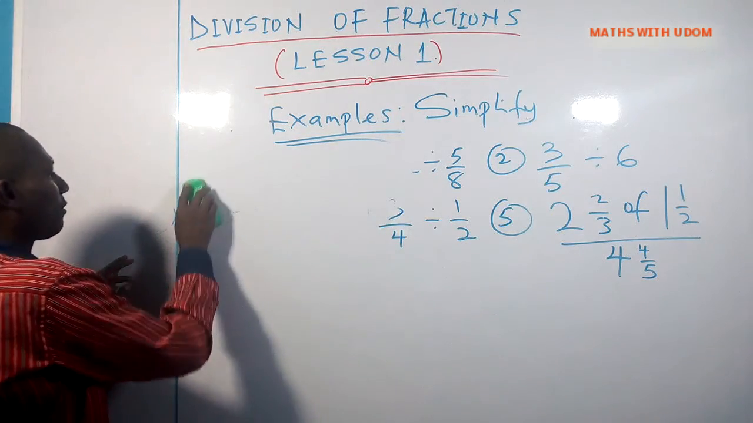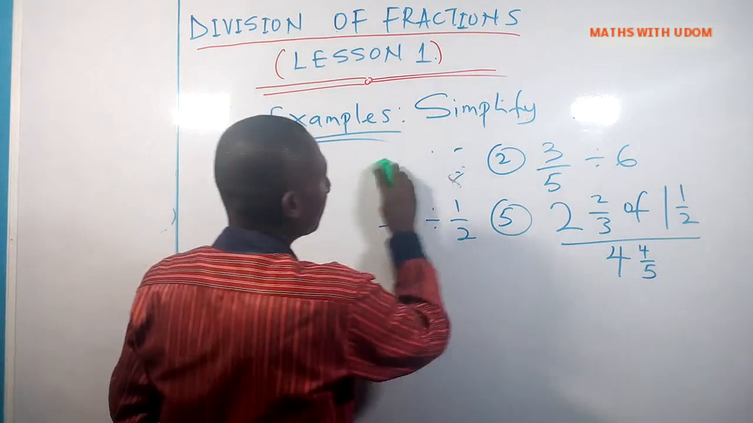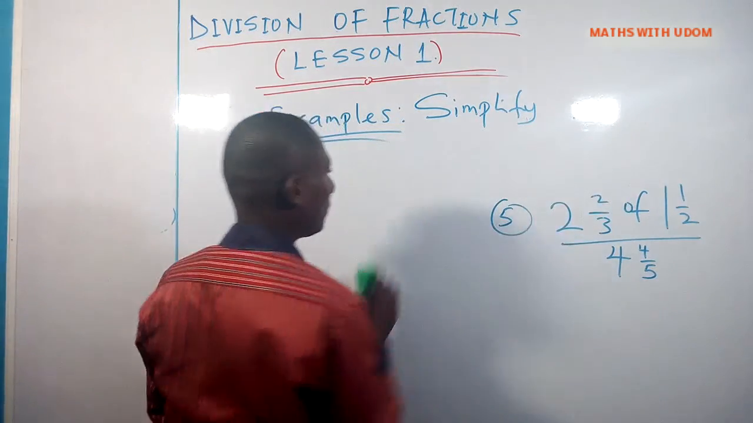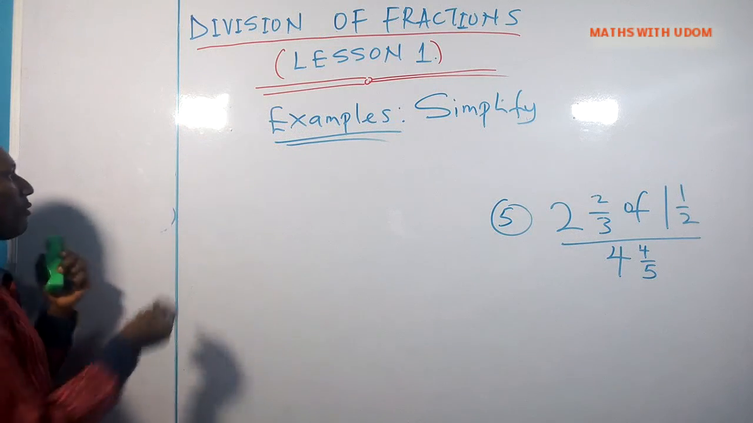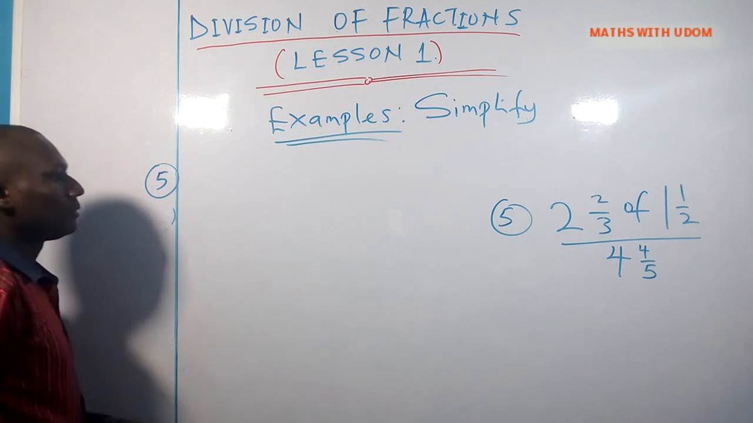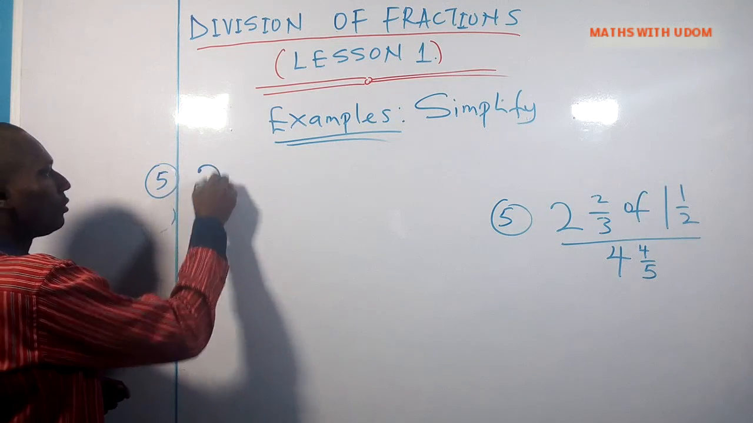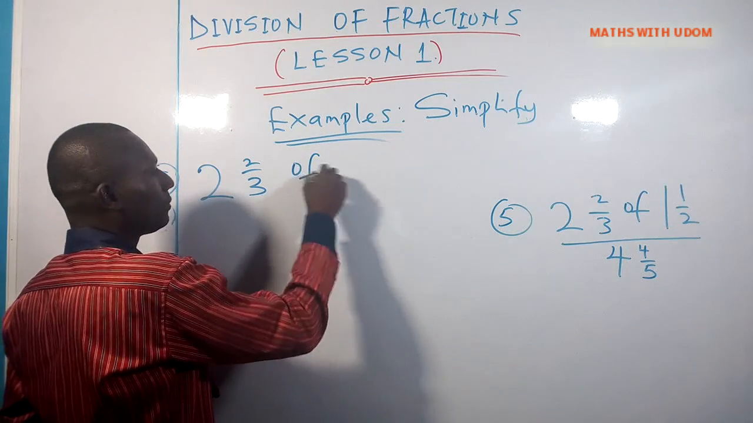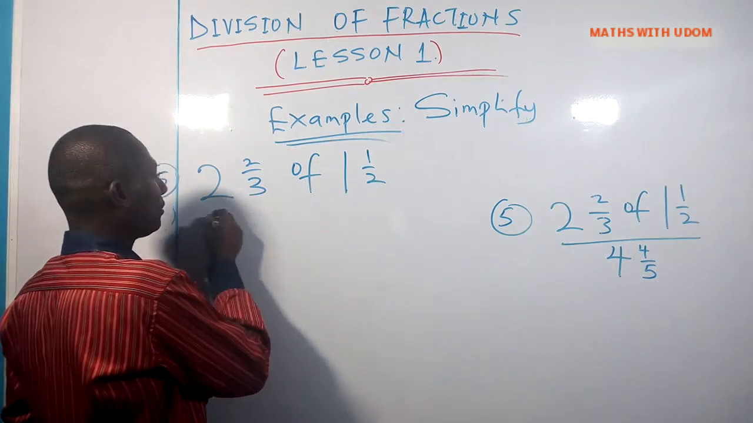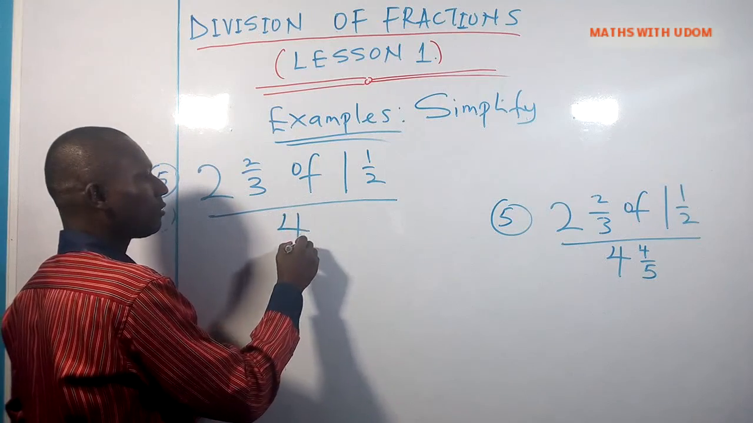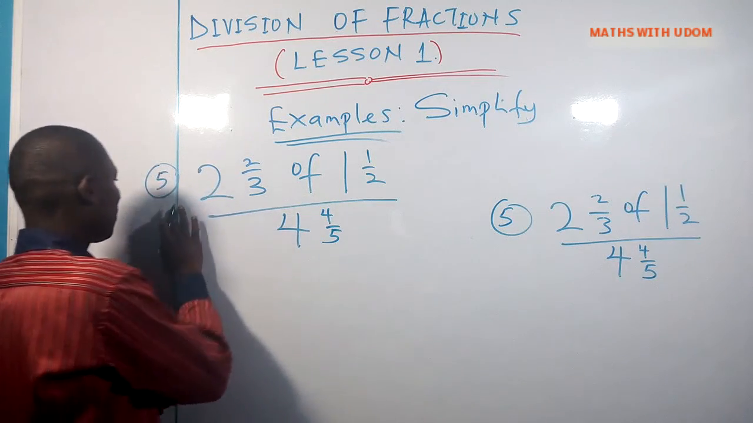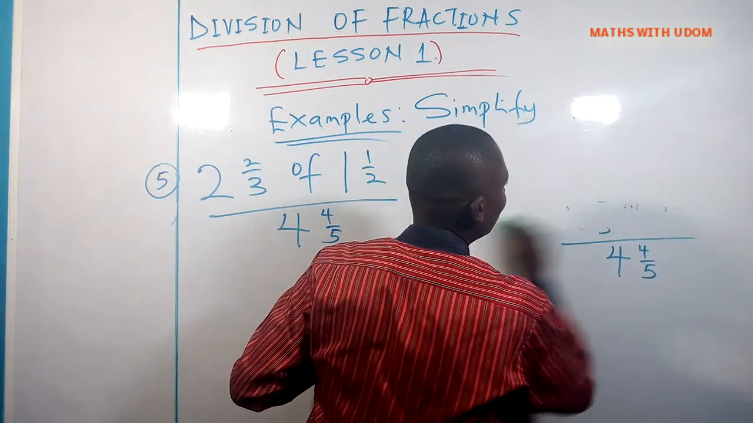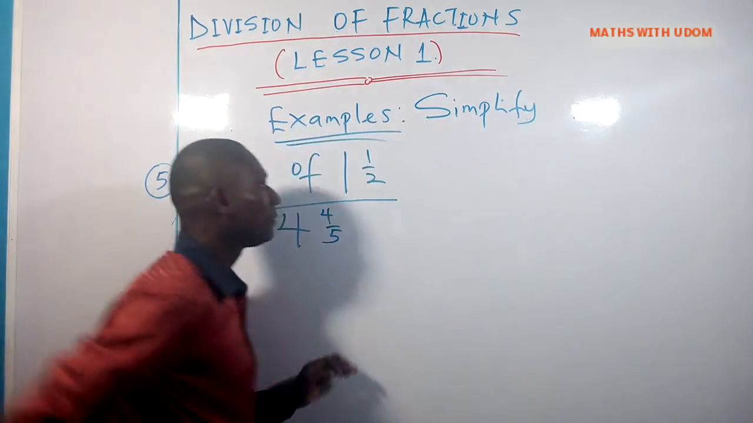Let's start number 5 from here. Okay, so for number 5, what do we have? We have 2 whole number 2 over 3 of 1.5, all divided by what? 4 whole number 4 over 5. So what do we do?